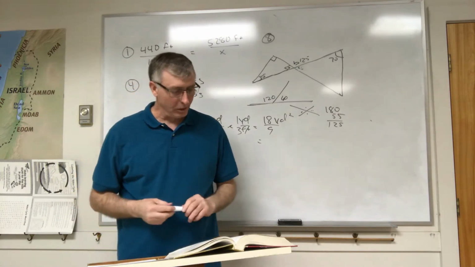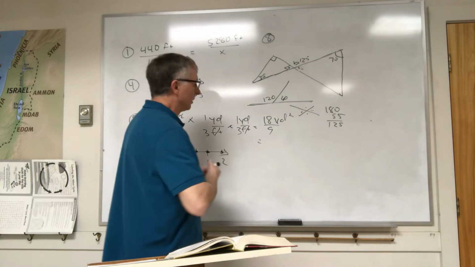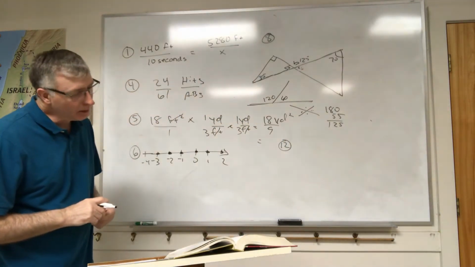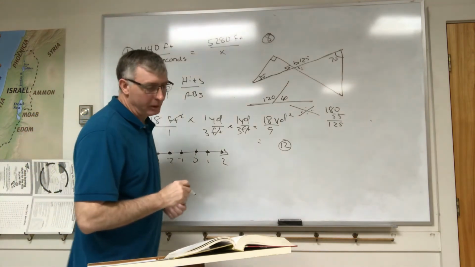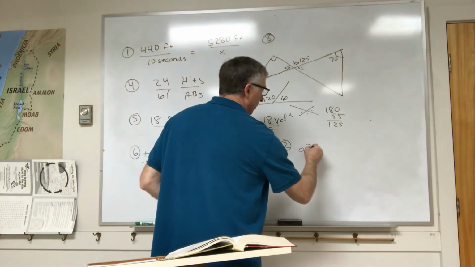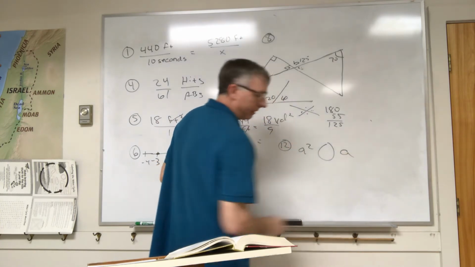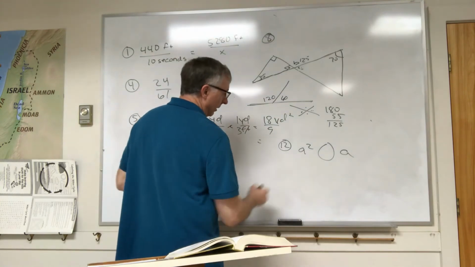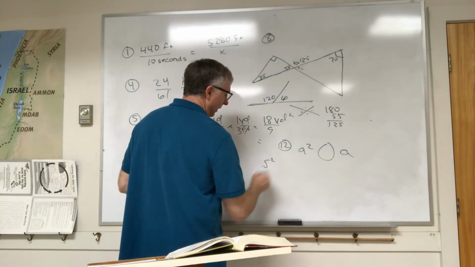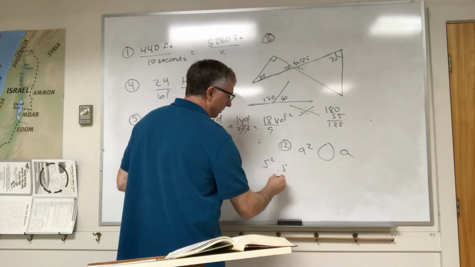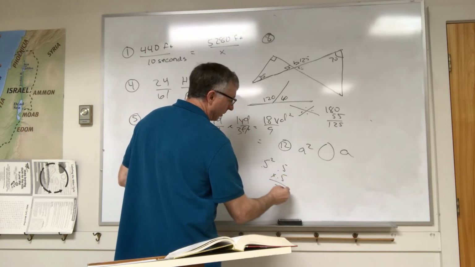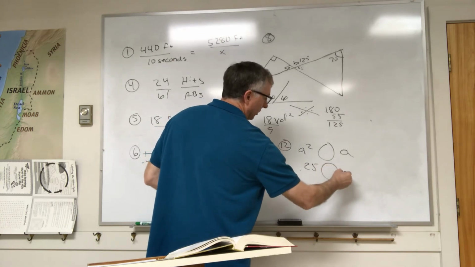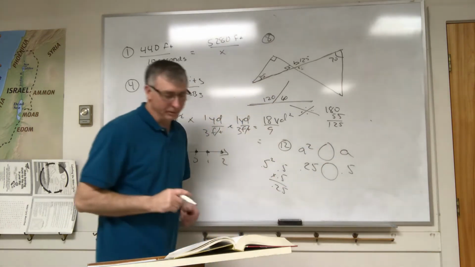Okay, let's go on to number 12. Compare A squared and A if A is 0.5. So 0.5 squared is what? 0.5 times 0.5, right, would be 25 with 2 decimal places. This would be 0.25 compared to 0.5. Well, we know what that is.